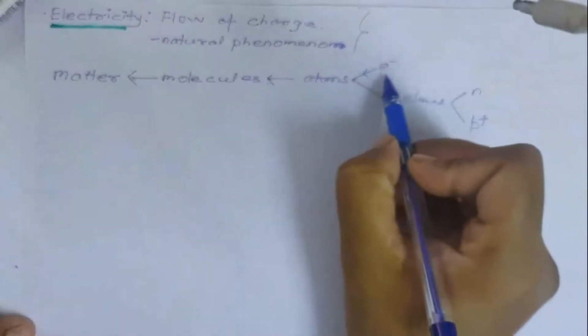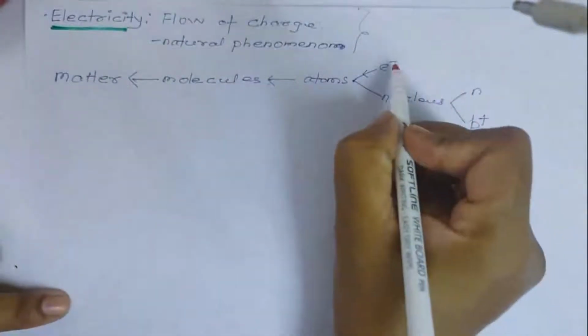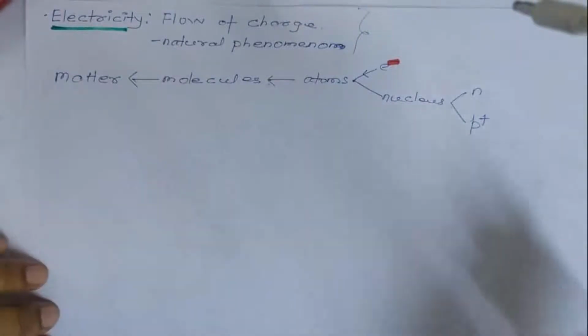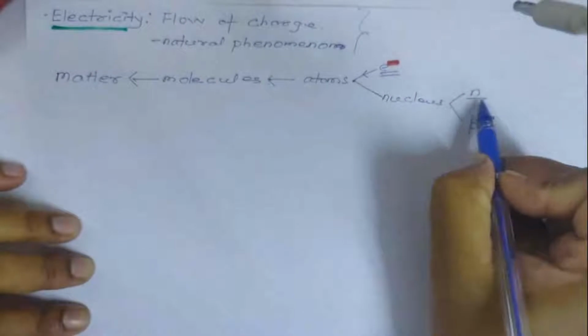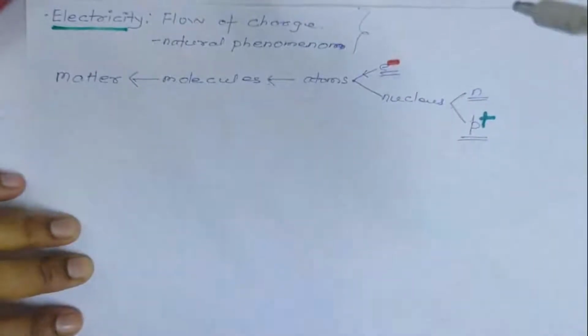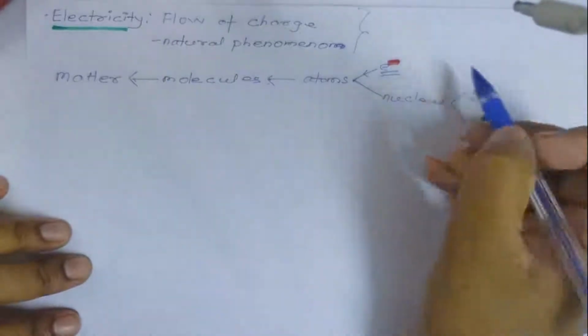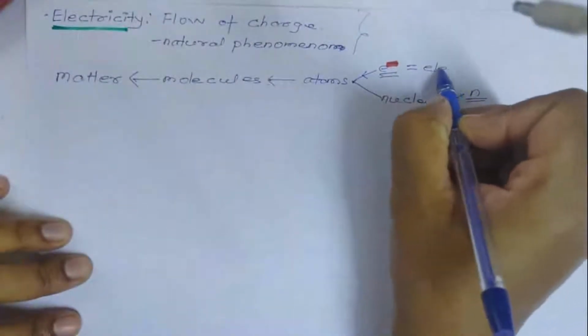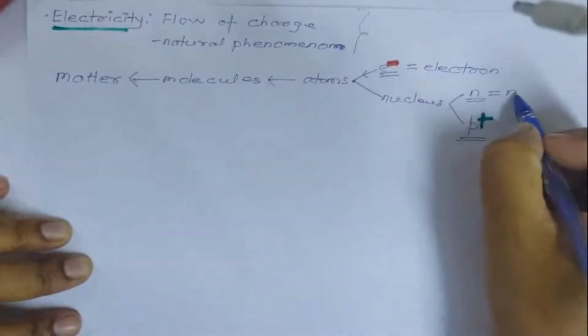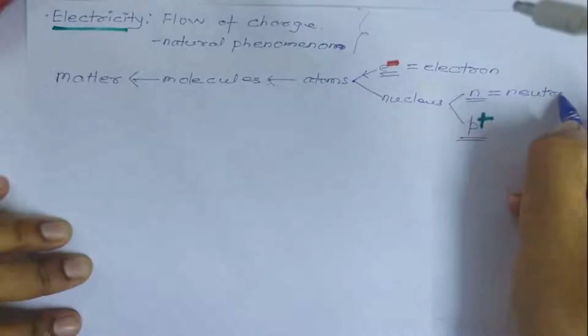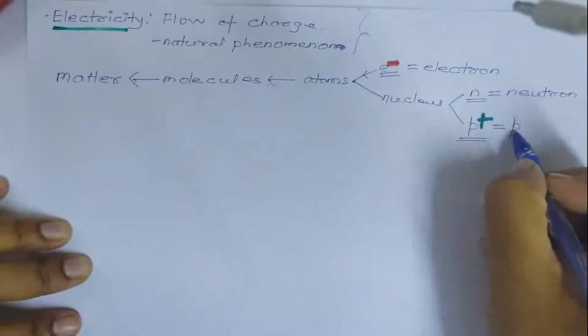So let me write it for you. This E minus, I have used the minus sign. And for proton, let us use the plus sign. This is electron, this is neutron, and this is proton. Neutron, N means this is neutron, and P plus means proton.